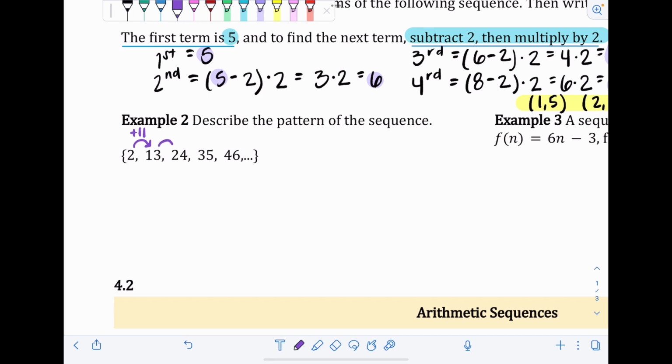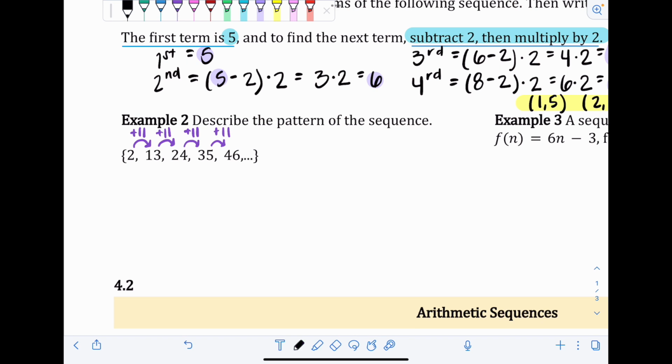To get from 13 to 24, you also add 11. To get from 24 to 35, you add 11. And then to get from 35 to 46, you also add 11. So because the rule of adding 11 worked every single time, we can confirm that that's the pattern.